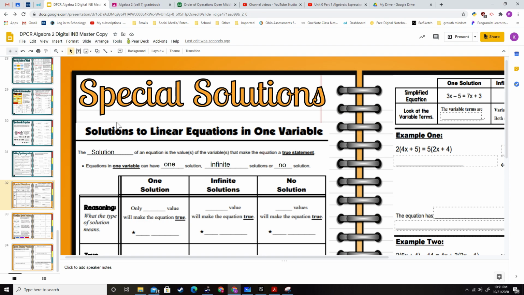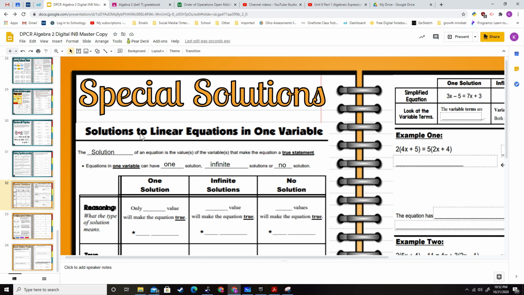The solution of an equation is the values of the variables that make the equation a true statement. Now, since we're dealing with one variable right now, equations in one variable can have one solution, infinite solutions, or no solutions. So these are the times where you might see some craziness happen when you solve an equation and you see that either your variable gets canceled out or your variable equals itself. If you end up seeing things like that, you probably have freaked out in the past. So today we're going to talk about that stuff so you don't have to freak out further.